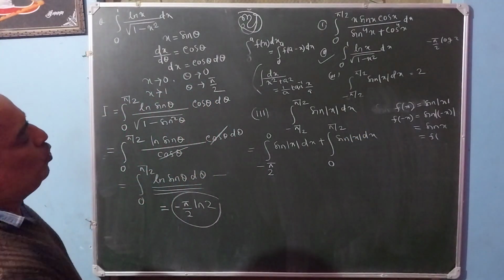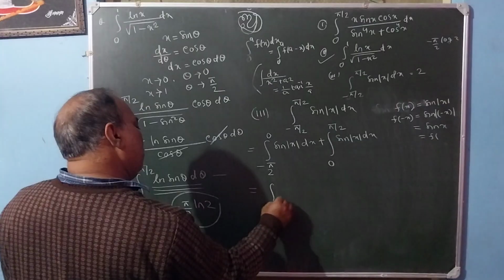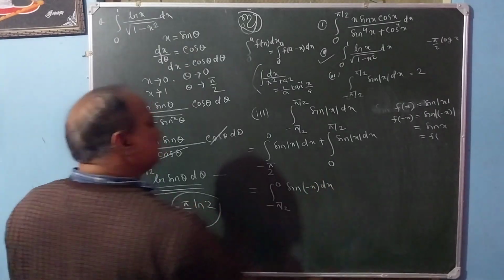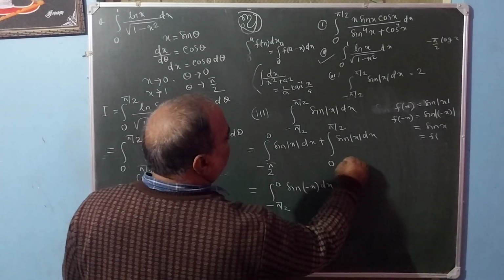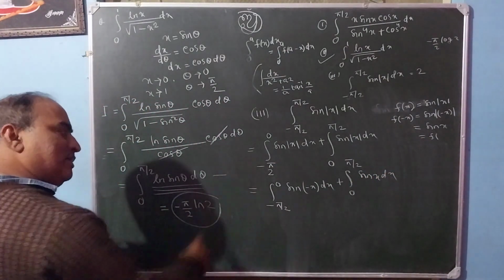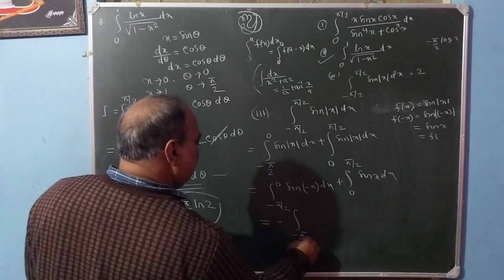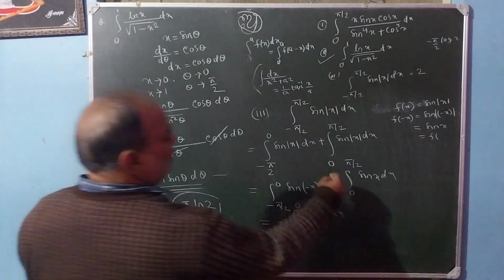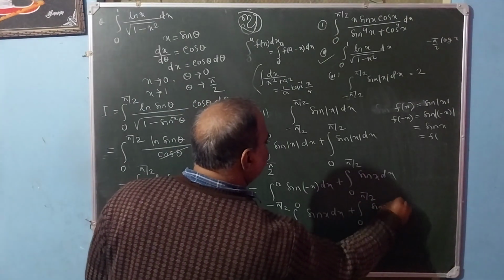From minus pi by 2 to 0, mod x is equal to minus x, so sin of minus x into dx. Here 0 to pi by 2, it is sin x dx. Sin of minus x is minus sin x, minus pi by 2 to 0, sin x dx. So plus integration from 0 to pi by 2, sin x dx.